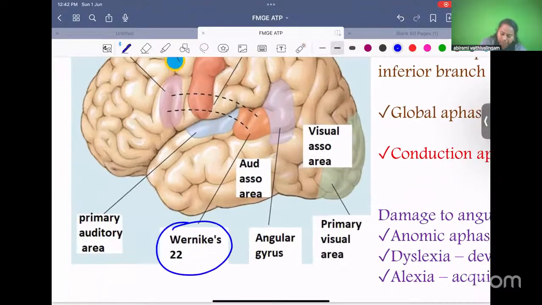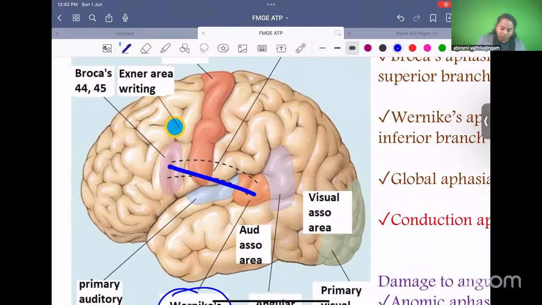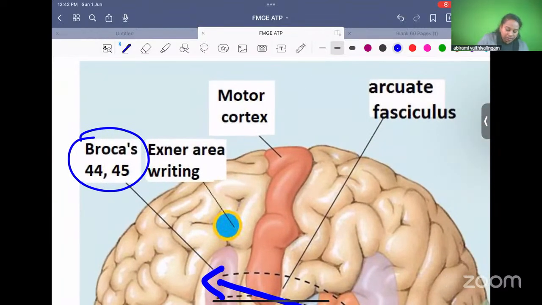Wernicke's area is responsible for comprehension. Comprehension means understanding something. If I talk to you, you should understand. That is by Wernicke's area, Brodmann number 22. From Wernicke's area, it connects to Broca's area, and Broca's area is Brodmann number 44, 45. This is called the fluency area or the motor area.